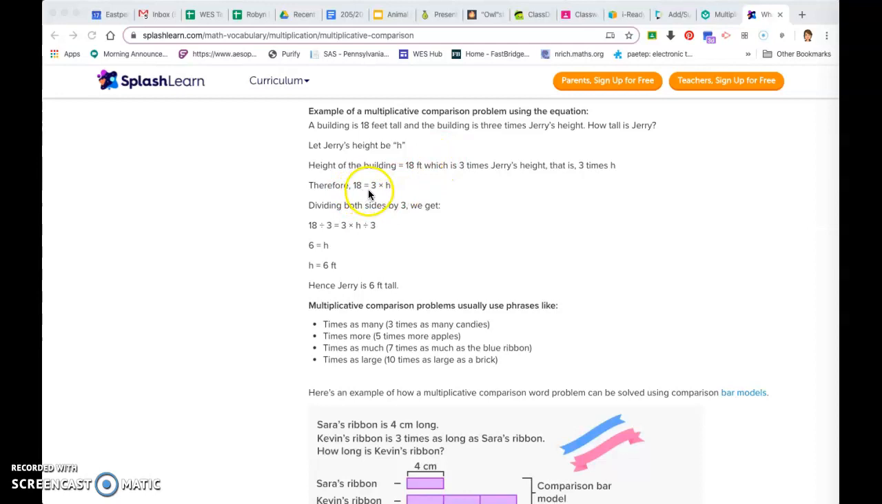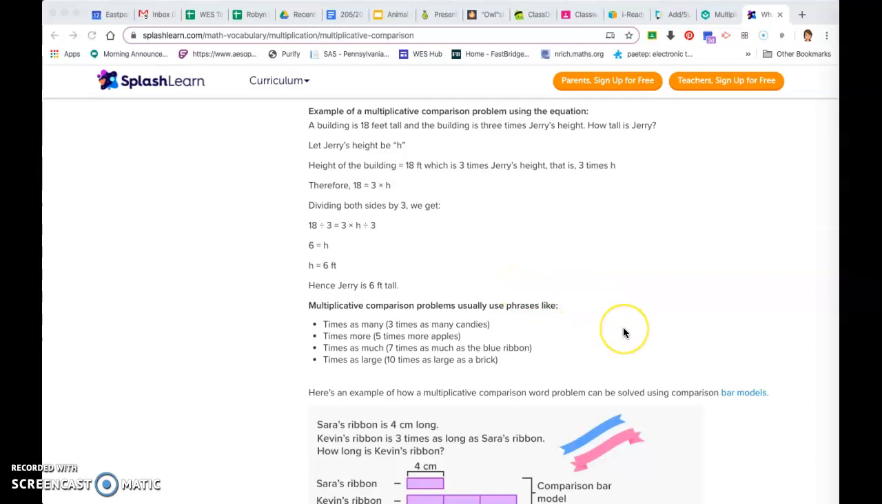Therefore, 18 equals 3 times h. Dividing both sides by 3, we know that h is equal to 18 divided by 3, or 6. So Jerry is 6 feet tall.